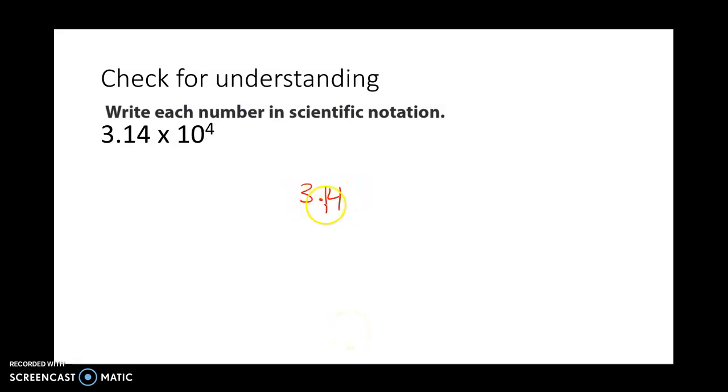Last one, we got 3.14. I'm going to move it how many times? 4. 1, 2, 3, 4. Add zeros. Just because there's a 4 here, that does not mean we add 4 zeros. How many zeros did I add? 2. Because the 1 and 4 took up 2 of my spots, so I only had to add 2 zeros.